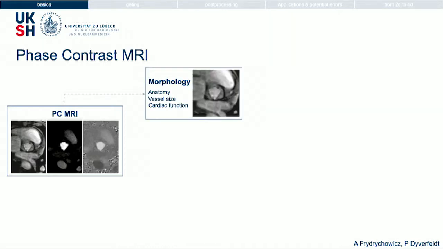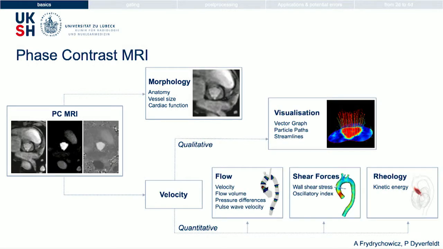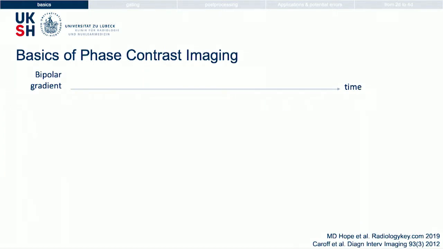And you can do a lot of things with these images. You can get morphology information. So I can say now this is a tricuspid aortic valve, which looks healthy. And we also get velocity information. And we can not only look at it qualitatively, what we often do in 4D flow MRI, we can especially look at it quantitatively. We can measure the flow, we can measure velocities, we can calculate wall shear stress from these values and kinetic energy. So there's a vast amount of data you can get from phase contrast imaging. How do you get that?